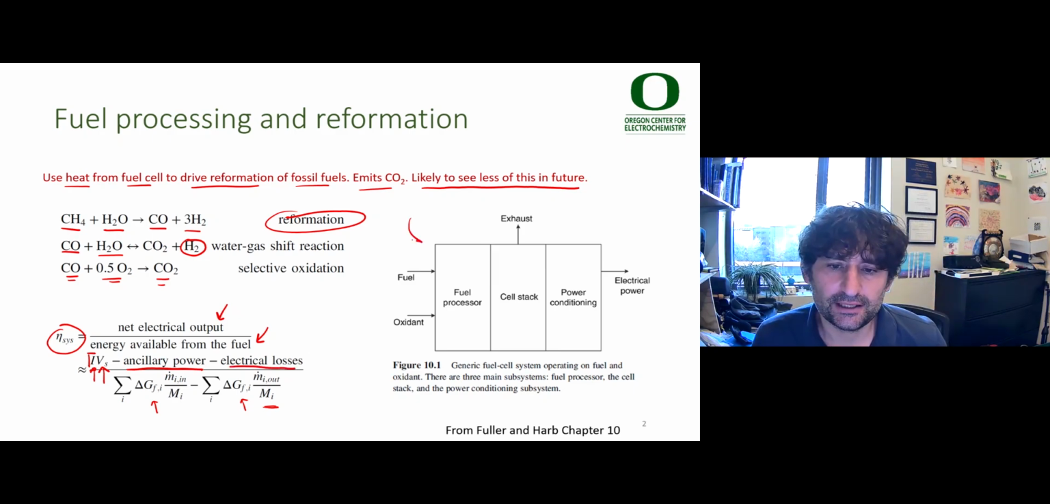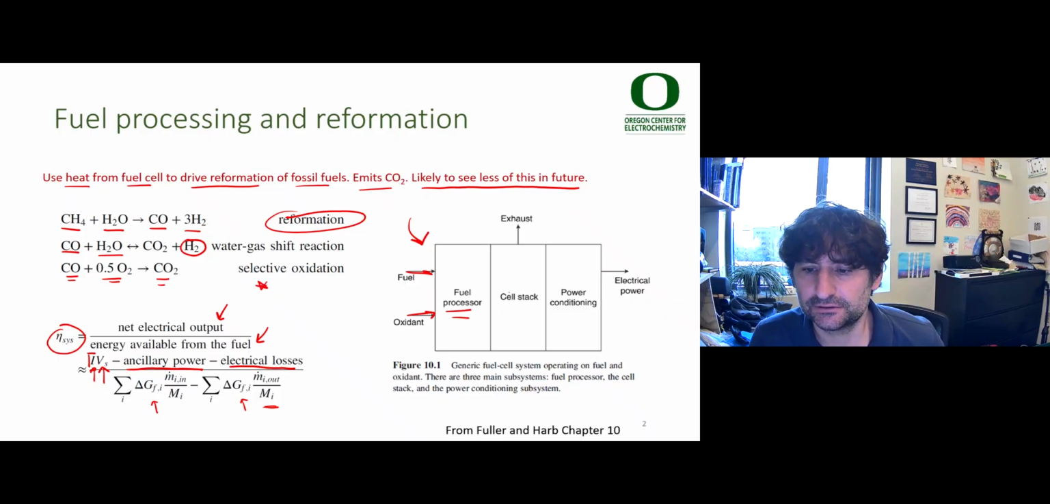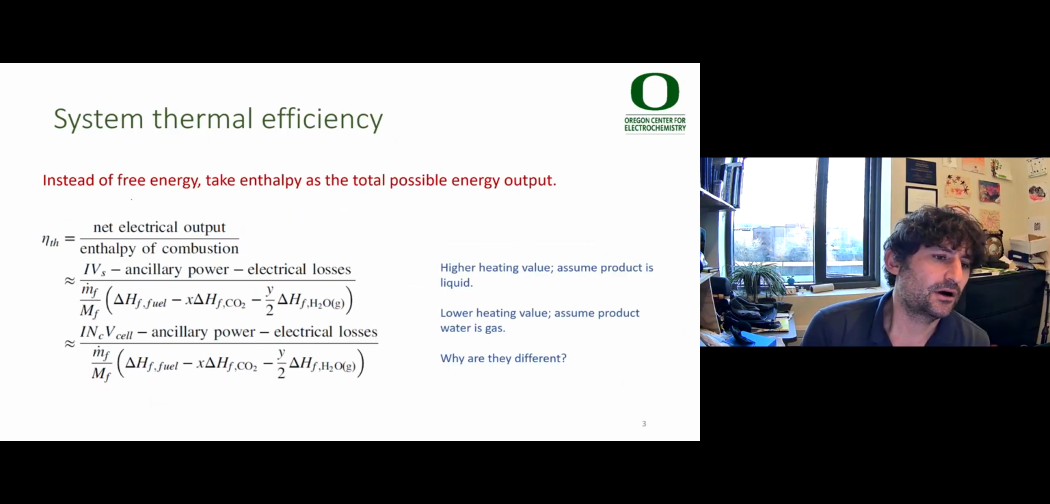You can see on the right here a schematic of a fuel cell system showing the fuel coming in, the oxidant coming in, some sort of processor that might be driving a reforming reaction. You have the cell stack, which we'll break down in a moment, exhausting the products, and the electrical power coming out that needs to be conditioned and converted to the format needed in the various applications you might use the fuel cell in.